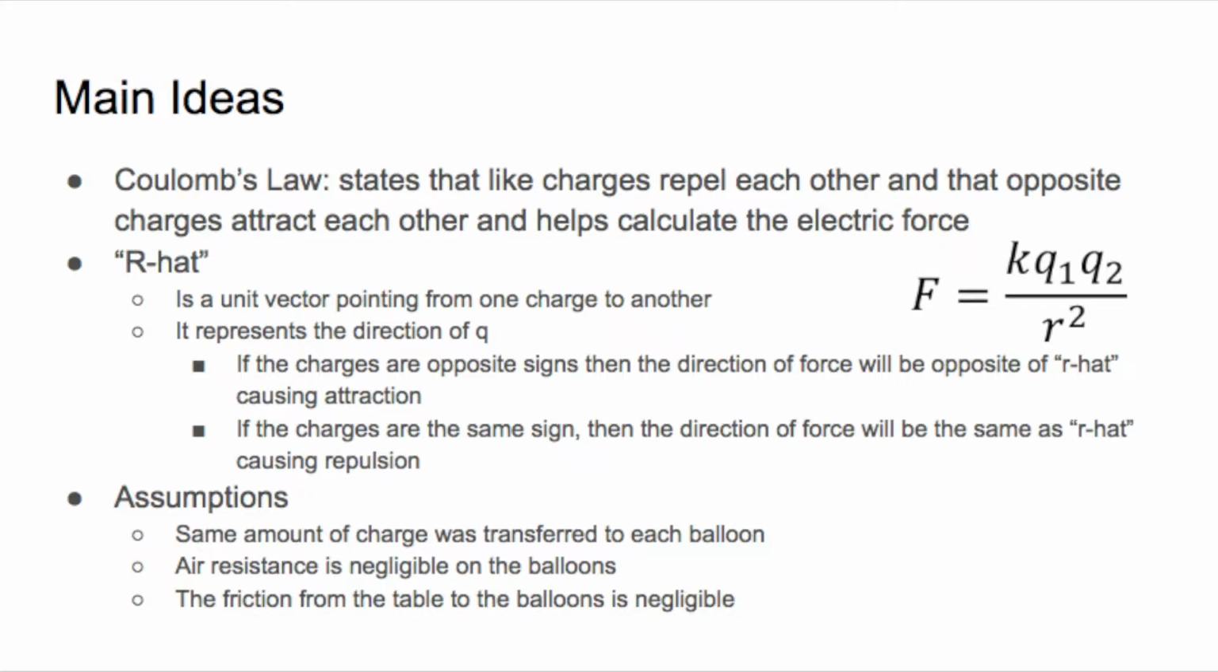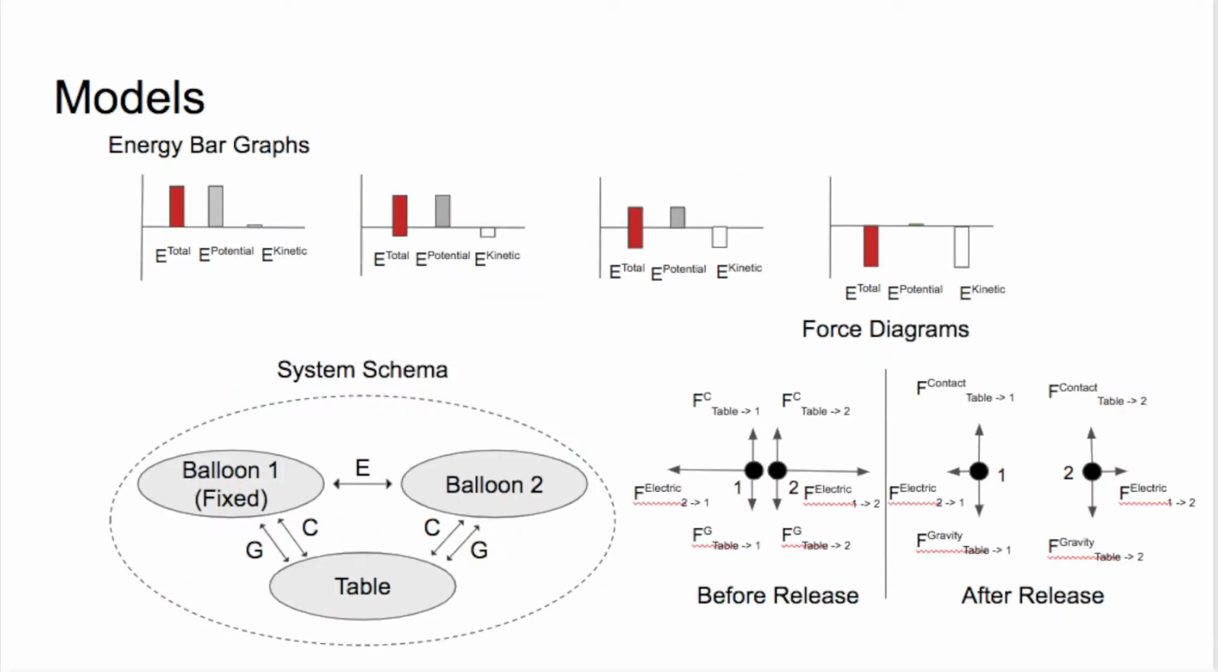A couple assumptions we took going into this lab were that when we tried to charge the balloons, we rubbed them the same amount of times to give them the same amount of charge, and we also said that air resistance on the balloons was negligible, as well as friction caused by the table. For the models, we looked at energy bar graphs, system schema, and force diagrams.